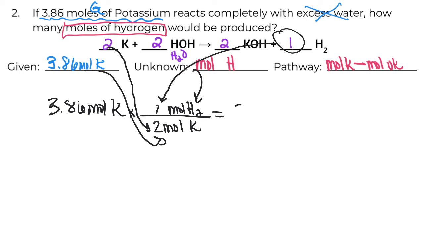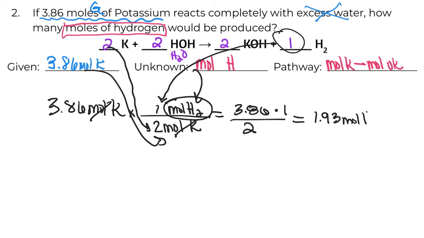I multiply across the top 3.86 times 1 all over 2. And remember, canceling units as we go. Our moles of K cancel. We have moles of H2 as our final unit. So 3.86 times 1 divided by 2 gives me 1.93 moles of H2.